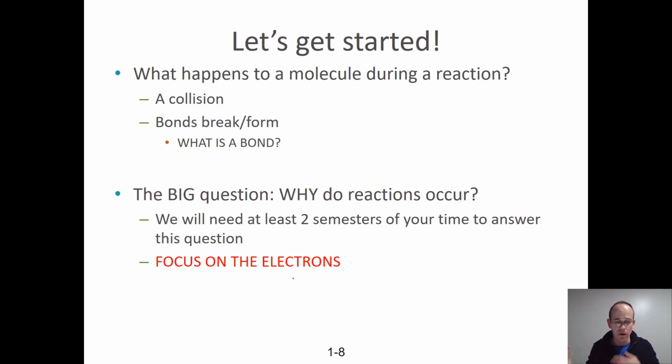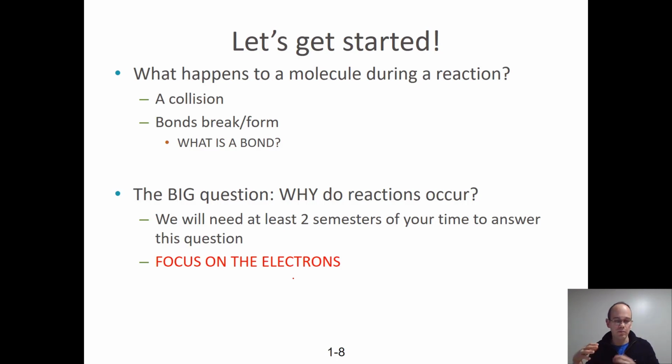And the question is, what is a bond? The short answer to this is a bond is a shared pair of electrons, and we're going to talk about that throughout the course of this chapter and throughout the whole semester. A bond is a pair of electrons. We'll come back to that. And making and breaking bonds is what's important in organic chemistry.